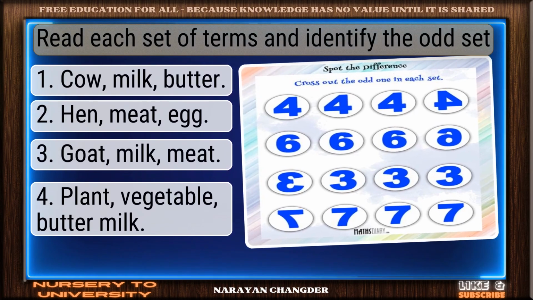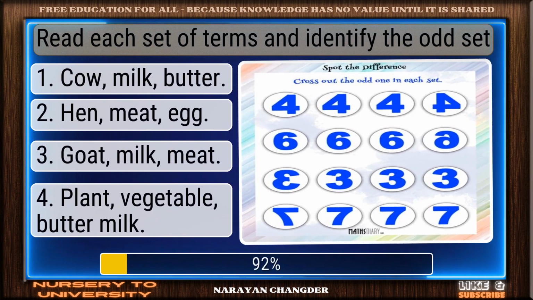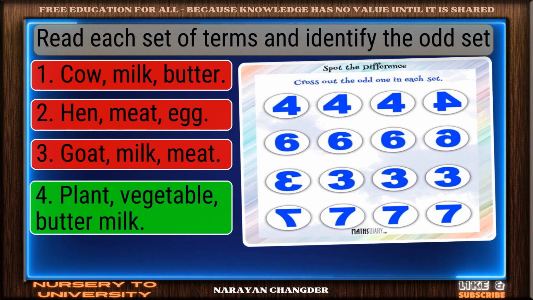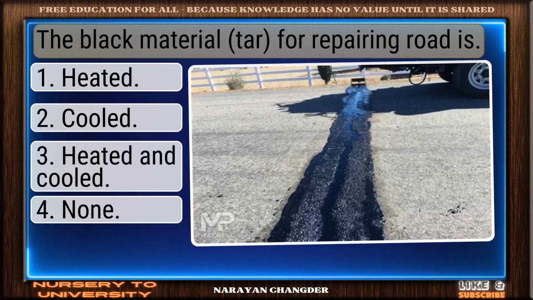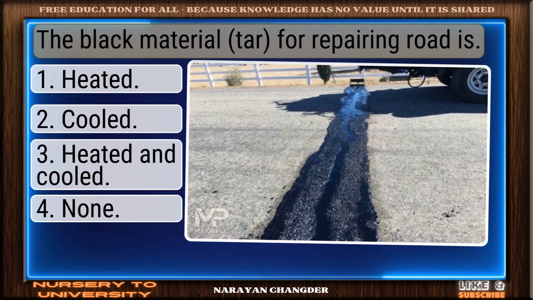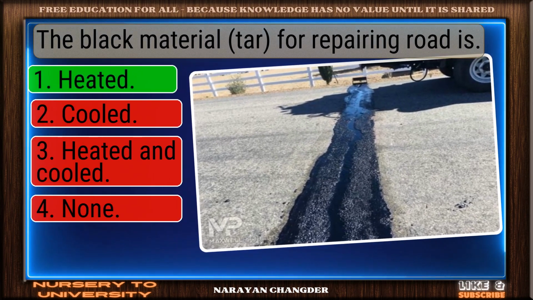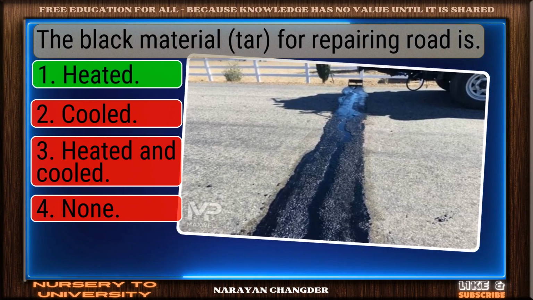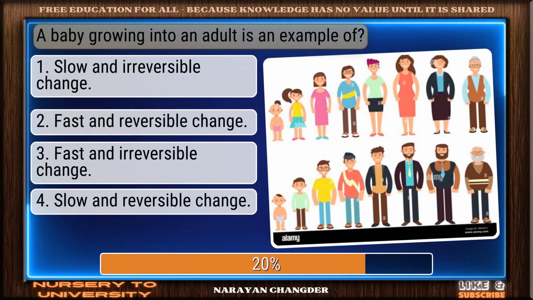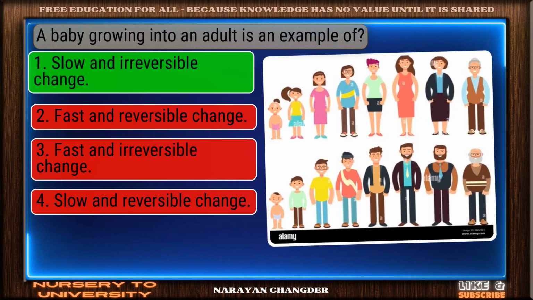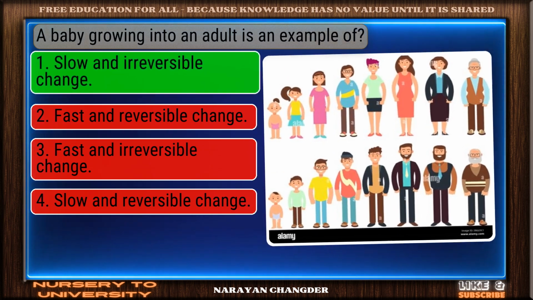Read each set of terms and identify the odd set. Sharp thinking. Plant, vegetable, buttermilk is the right choice. The black material for repairing road is well done. Heated is the right choice. A baby growing into an adult is an example of good thinking. Slow and irreversible change is the right answer.